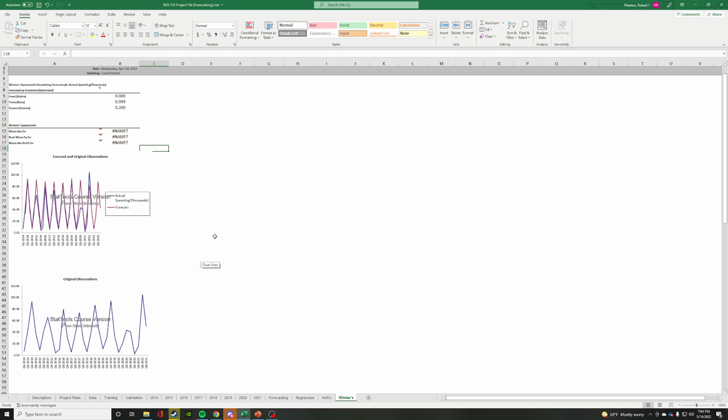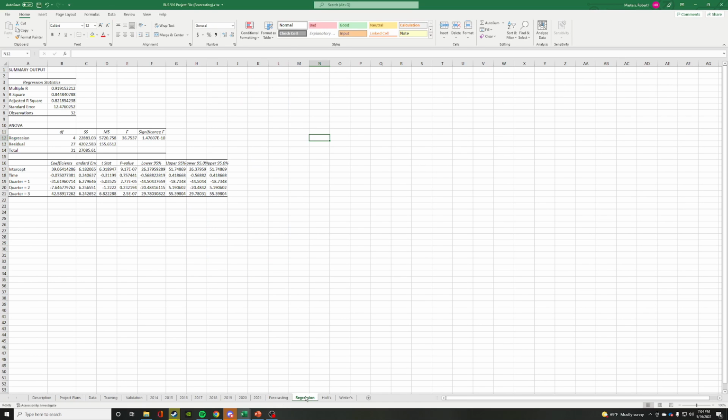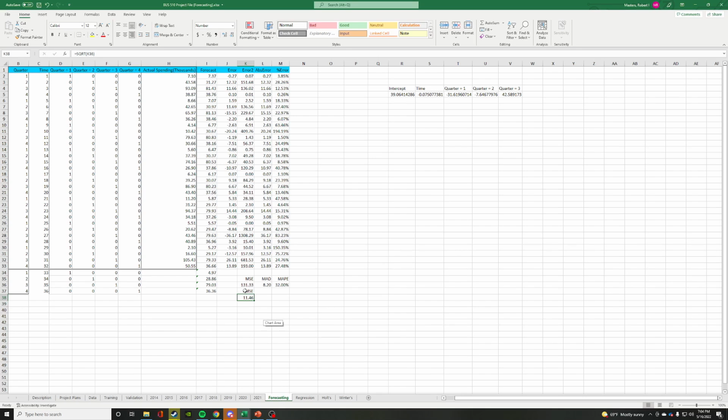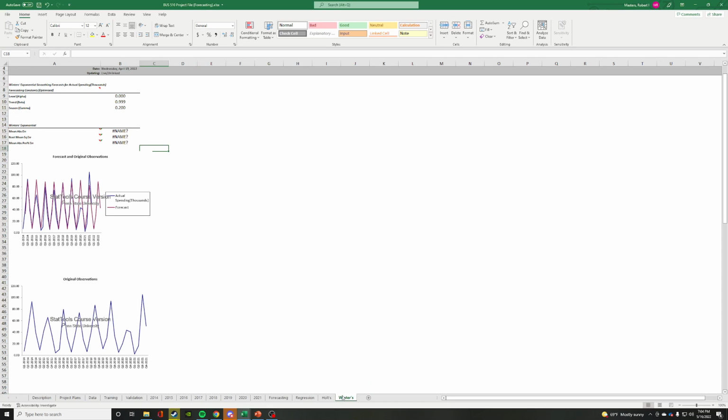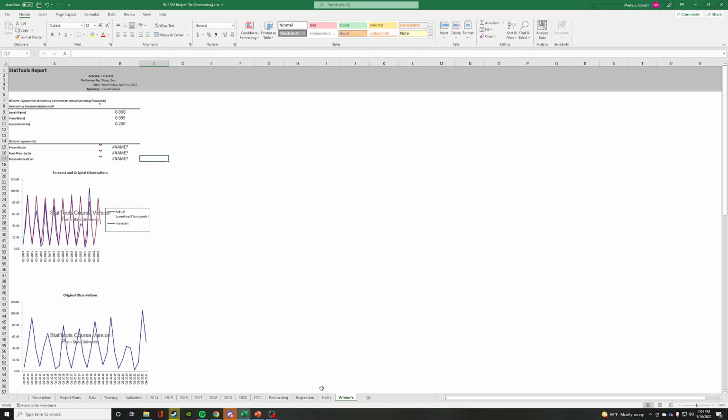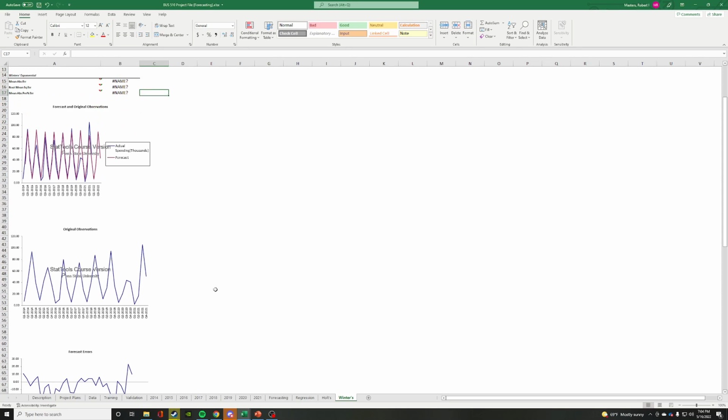So we tried a number of different forecast models. We tried using time series regression, which had RMSE around 11. Holt's didn't do quite as well. You're not going to be able to see some of these here because I don't have StatTools enabled right now. But what I can tell you is for the Winters model, we did have an RMSE around 10, so it was slightly better than the time series model. And you can tell from the original observation that there is really strong seasonality.